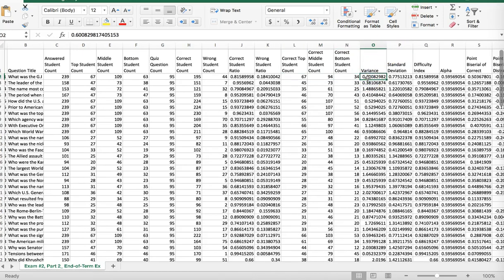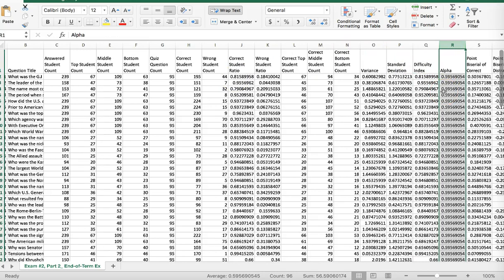Variance is just the average. It's basically the difference, how much the scores vary. So if you have numbers or scores all over the place, you're going to see a larger variance versus a lower variance. So difficulty index, you'll notice that the difficulty index is the same as the correct student ratio.